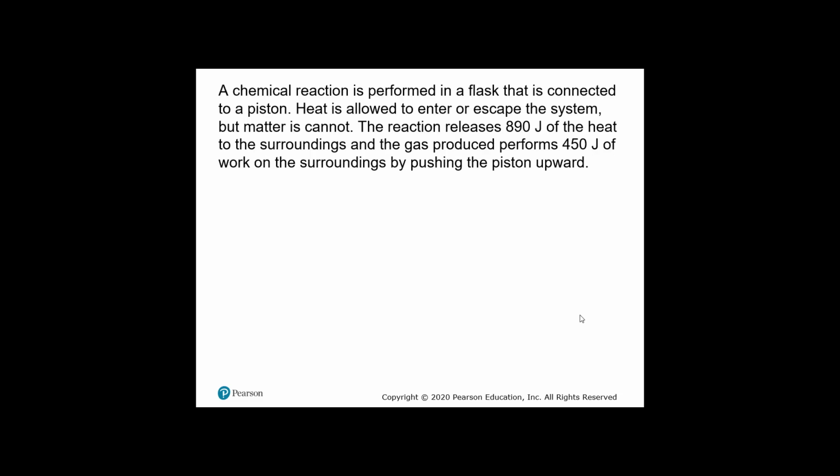And then here is another problem. A chemical reaction is performed in a flask that is connected to a piston. Heat is allowed to enter or escape the system, but matter cannot. The reaction releases 890 joules of heat to the surroundings, and the gas produced performs 450 joules of work on the surroundings by pushing the piston.